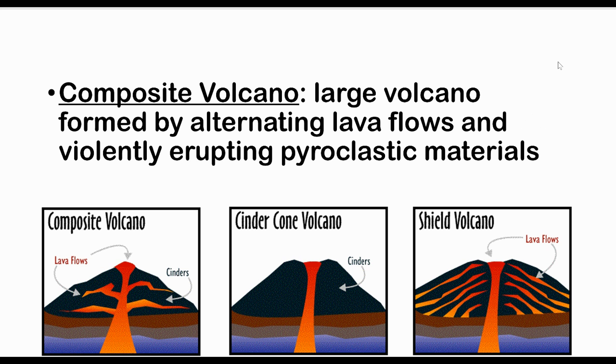Composite volcanoes are large volcanoes formed by alternating lava flows and violently erupting pyroclastic materials. Very violent volcanoes, these composite volcanoes are.